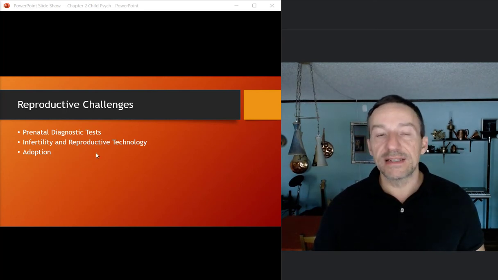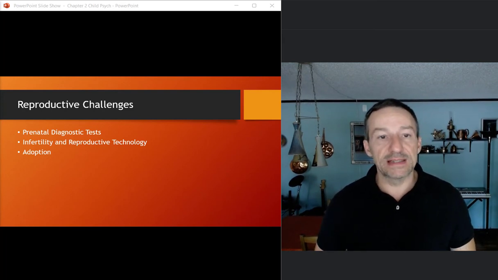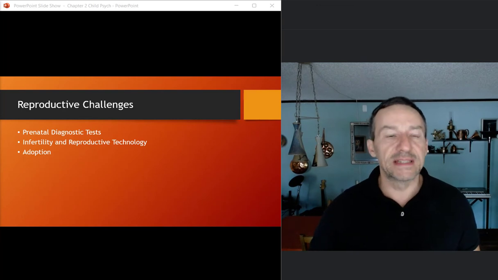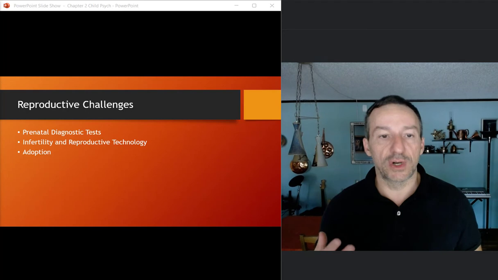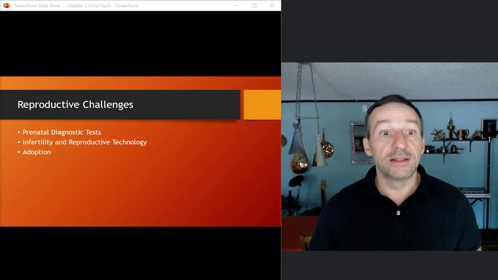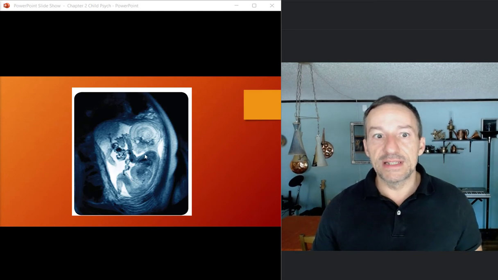On these diagnostic tests, you have things like ultrasounds. This is directing sound waves at the fetus, and you're able to get an image. You've probably seen one of those. It can detect structural abnormalities and can determine the sex of the fetus as well. Then there's a fetal MRI, which is a little bit more detailed.